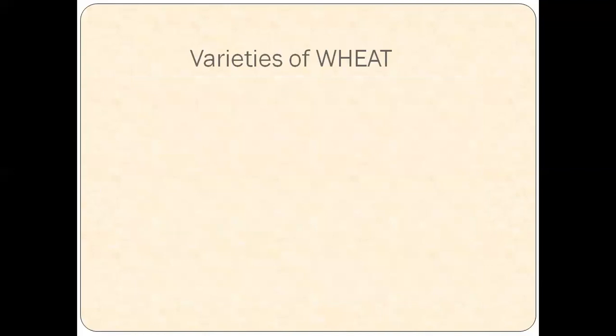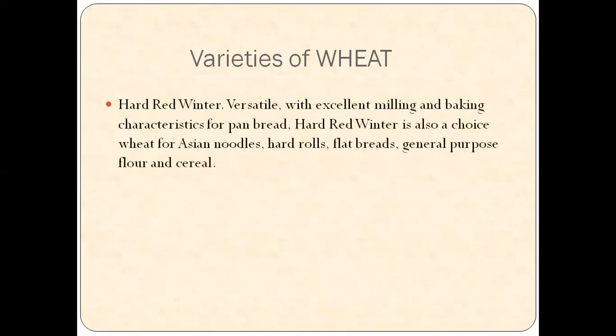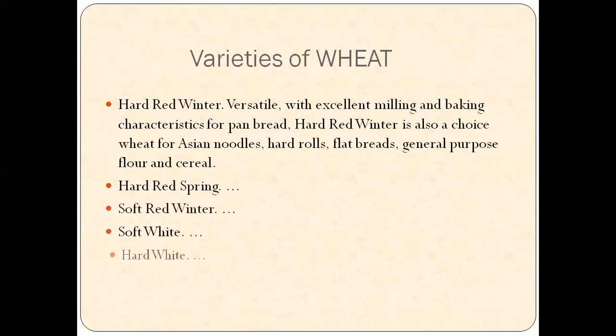The next slide talks about the various wheat varieties agriculturally available to us. The first one in that is the Heartland Red winter wheat, which is versatile with excellent milling and baking characteristics for pan bread. Hard red winter is also a choice of wheat for Asian noodles, hard rolls, flatbreads, general purpose flour, and cereal. The next is hard red spring, soft red winter, soft white, hard white, and durum.